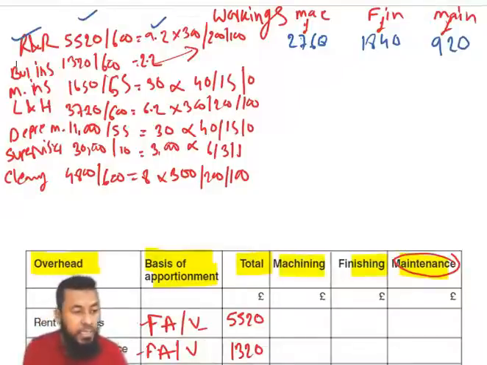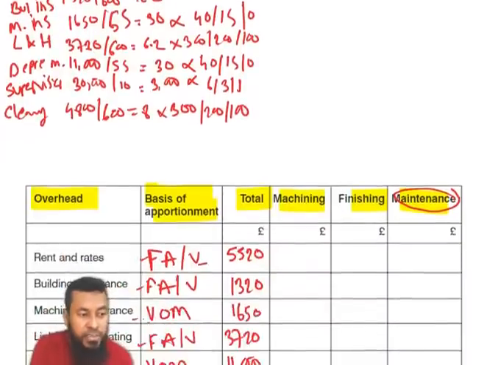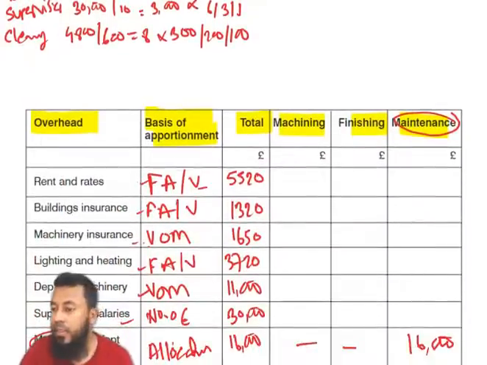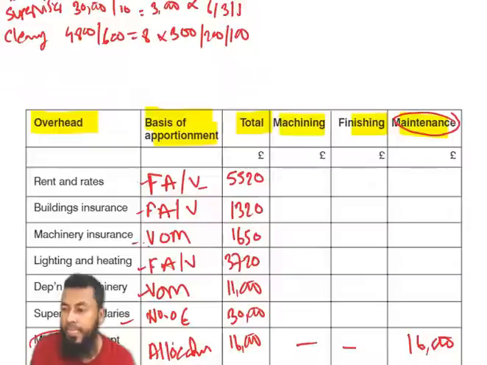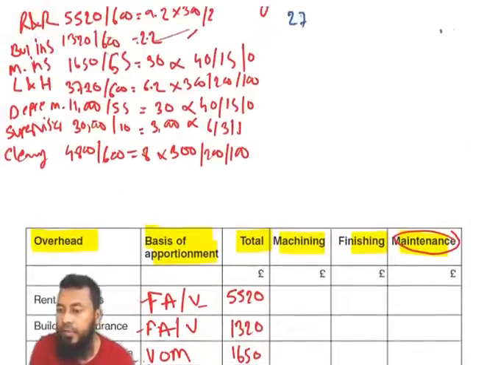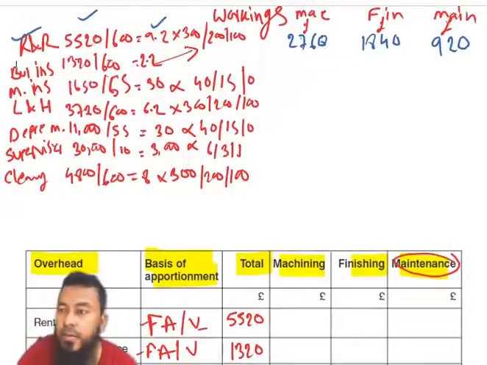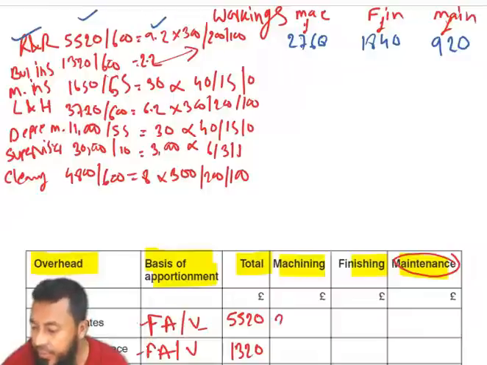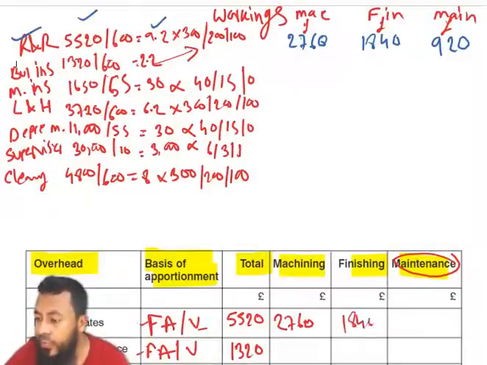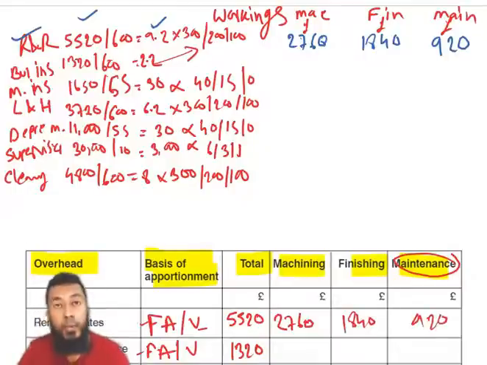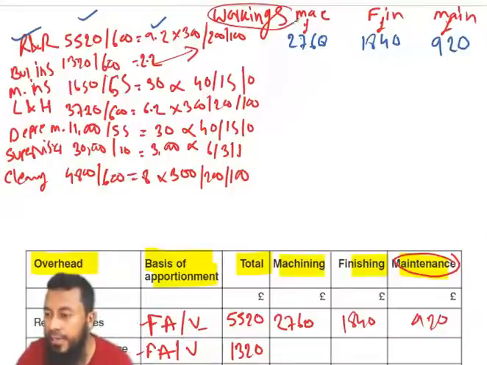As soon as you got it, you can put this into your answer. Red pen. Let's keep going. 2760 machining, 1840 and 920. Job done, people. Every time you do it this way, but before that you need to do those workings. Yep, the workings are here.